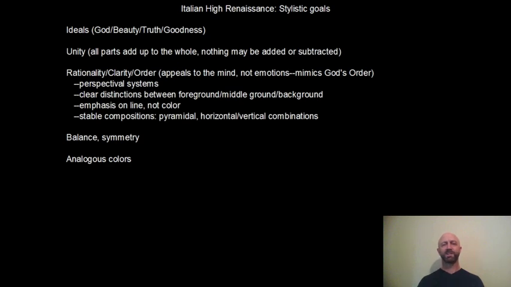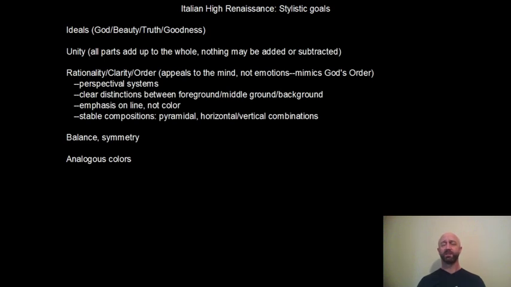So clear organizations. Number three, in the Renaissance, line, what the Italians called disegno, was understood to appeal to the mind. So you'll see a hard emphasis on contour lines rather than exuberant colors. Colors were thought to appeal to the emotions.